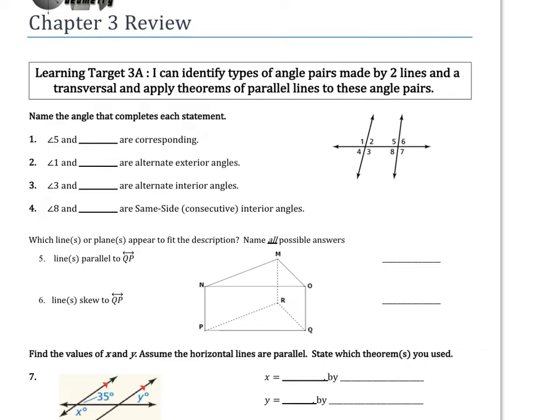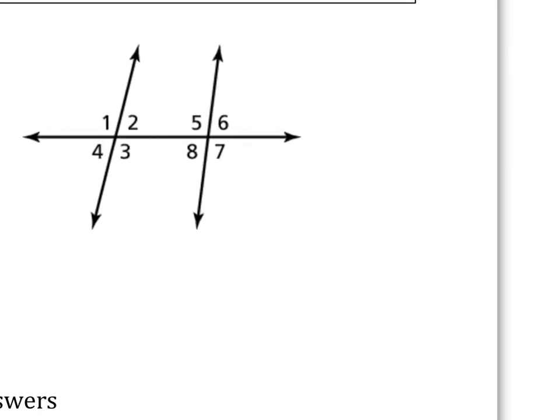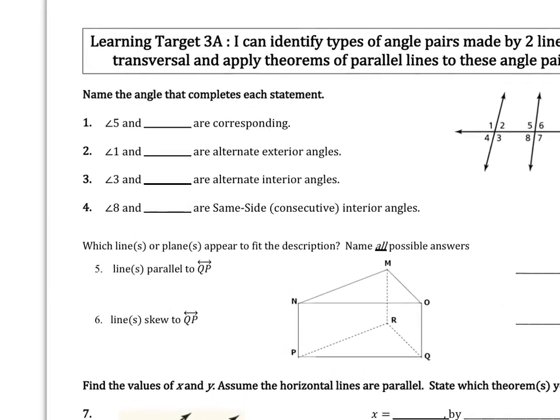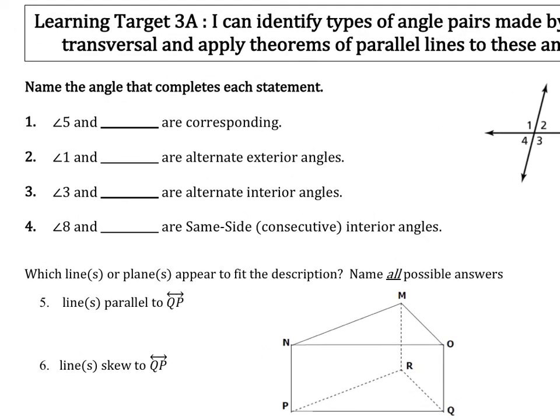So we want some corresponding angles. So which ones correspond to angle 5? Corresponding means in the same position. So angle 5 is in the top left of this angle in this group. So this angle right here corresponds with this angle right here, and that is angle 1. They're in the same position. Same position meaning they're both in the top left. So angle 5 and angle 1.